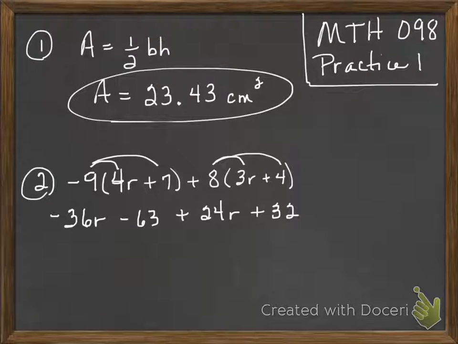As long as we're adding and subtracting, we're going to combine like terms. So your r's combine to be a -12r, and your two constant terms, those are numbers without variables, combine to be a -31.